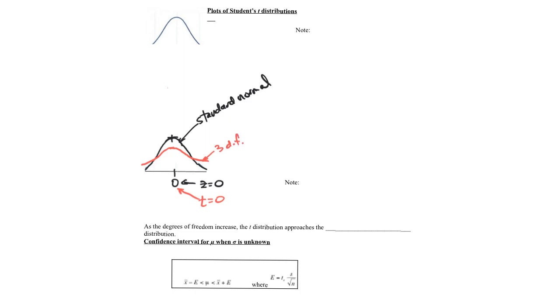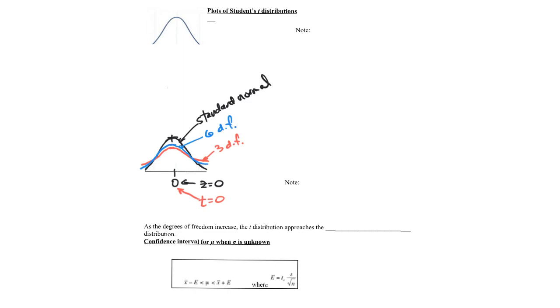Now, if you have 6 degrees of freedom, it approaches the standard normal. It's a little bit more like the standard normal. So it goes something more like this. So this one is 6 degrees of freedom. And what we'll notice is that as you get higher and higher in degrees of freedom, the student's t curve will approach the standard normal curve, so that at infinite degrees of freedom, the student's t will become the standard normal curve.